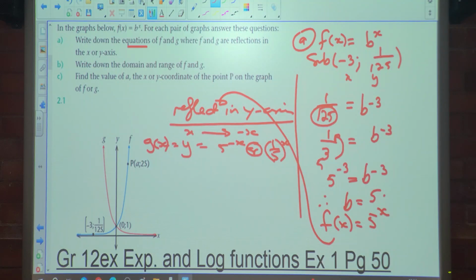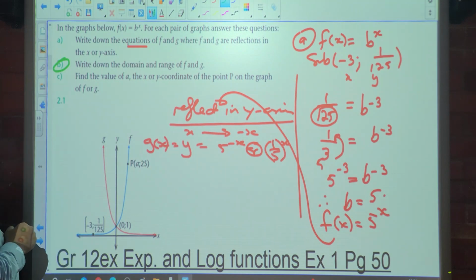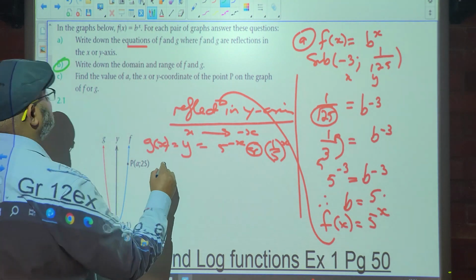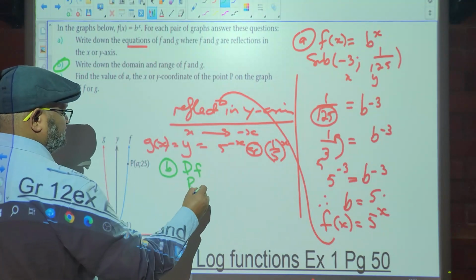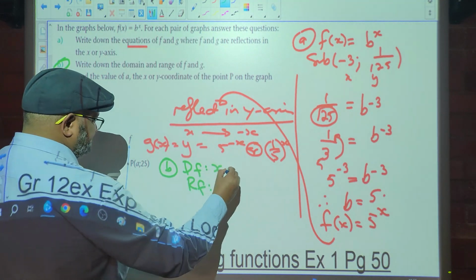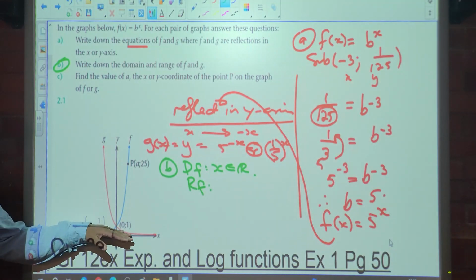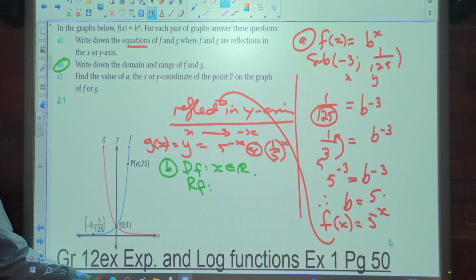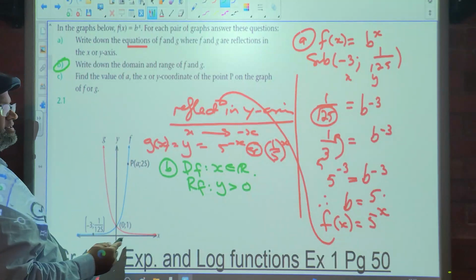Okay. Let's look at b. B says write down the domain and the range of f and g. Domain. Range. So let's look at the domain of f. The graph is going negative infinity to positive infinity. So x is an element of R. Let's look at the range. Does this graph exist at negative infinity? No. Where does it start existing? 0 onwards. So y is greater than 0.